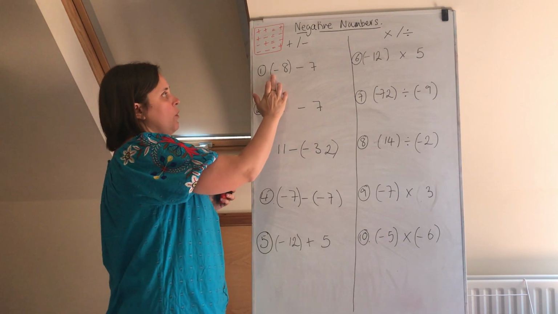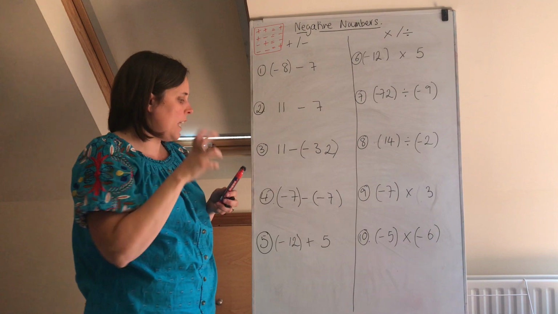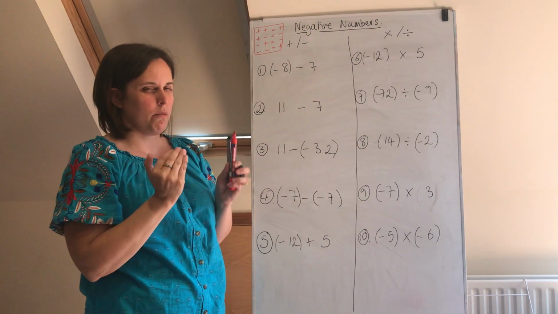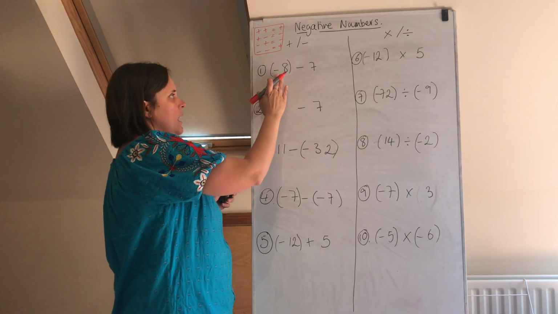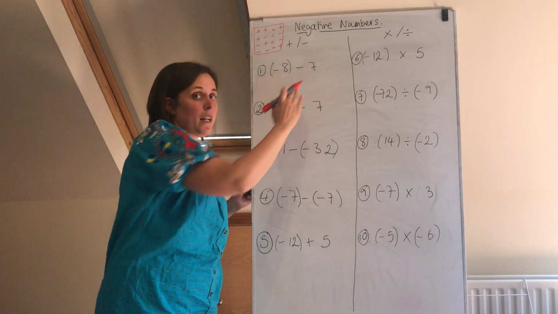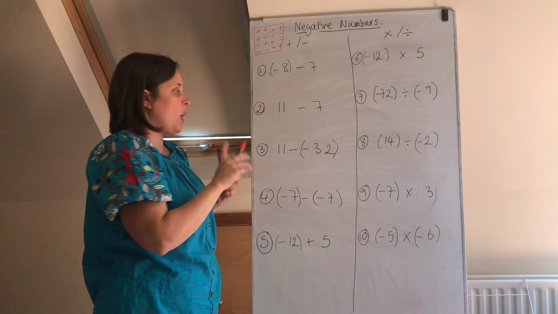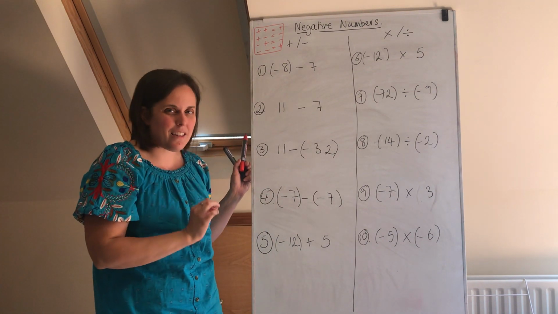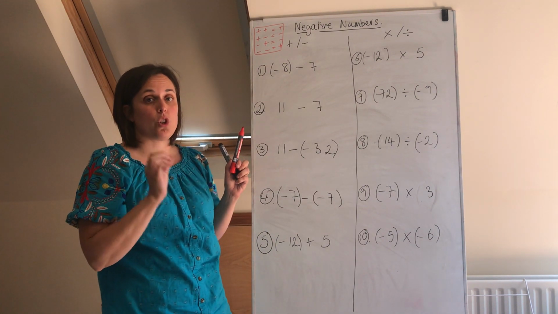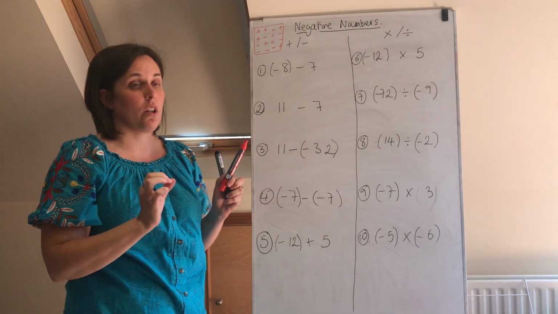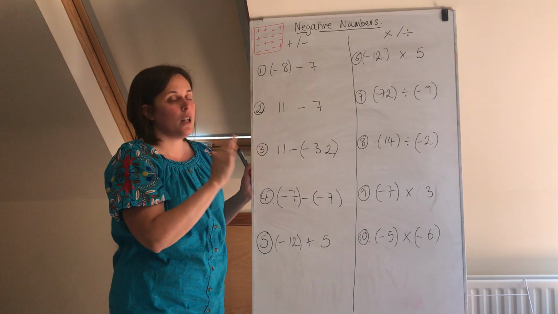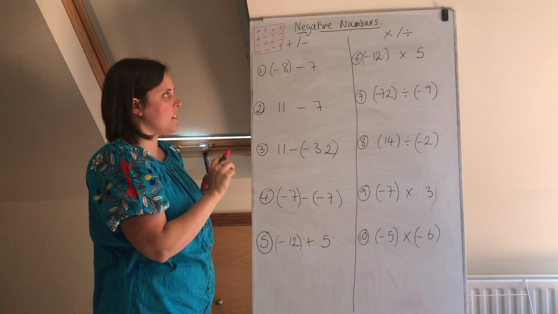Now, what we've got here is negative 8. When I've got a negative number, I've put it in brackets just to make it stand out. So we've got negative 8, and then take away 7. Now, all that means is we just read left to right. The only time we change anything with adding and subtracting is if we've got two signs next to each other. So here we don't have that. So we just read across left to right, okay?